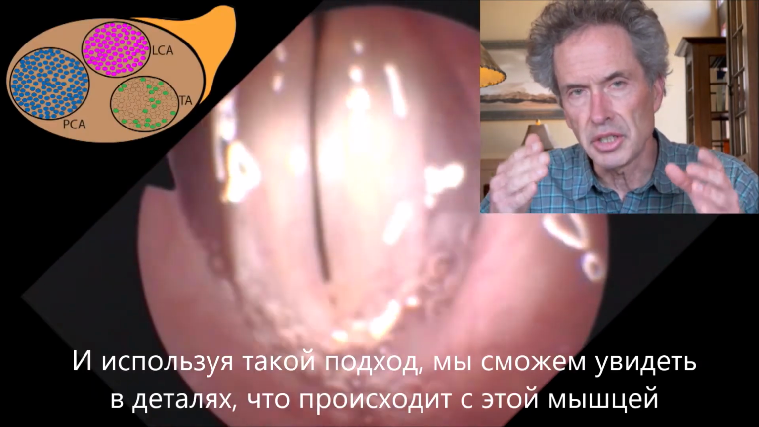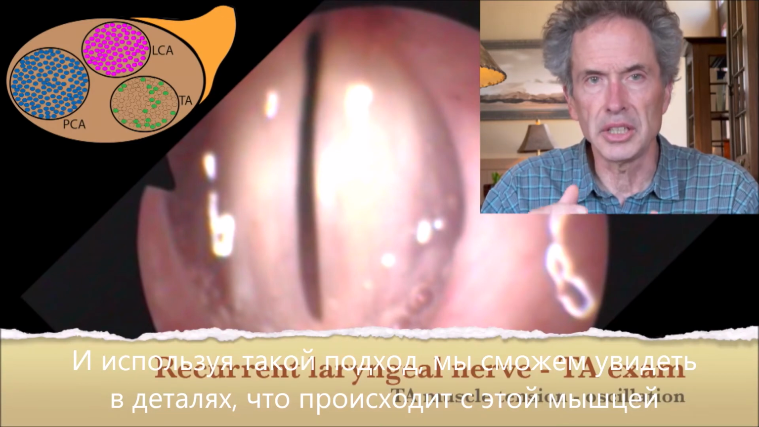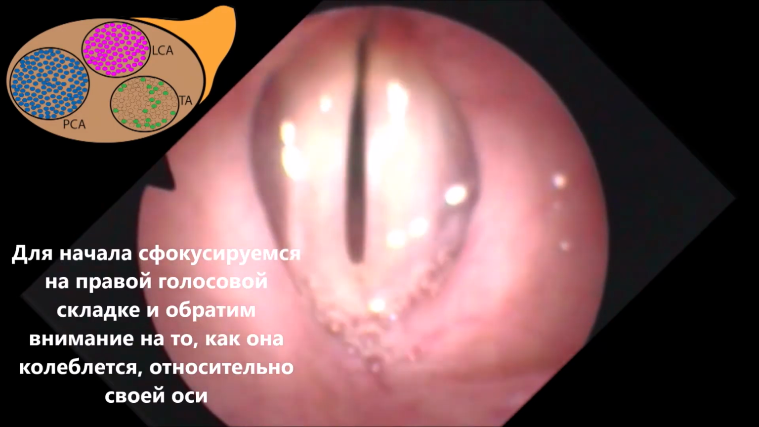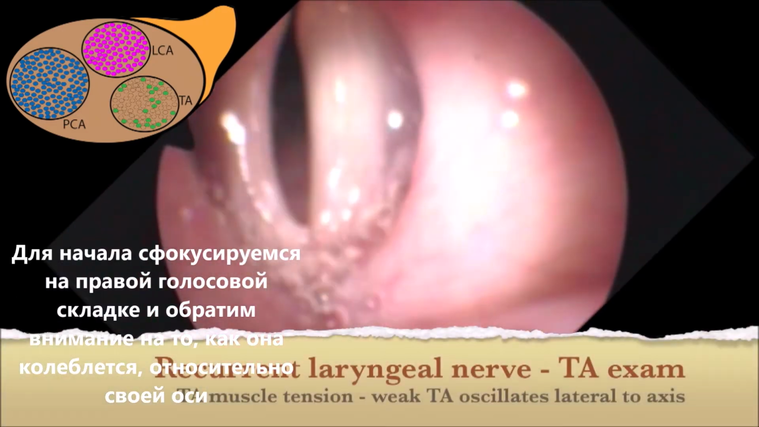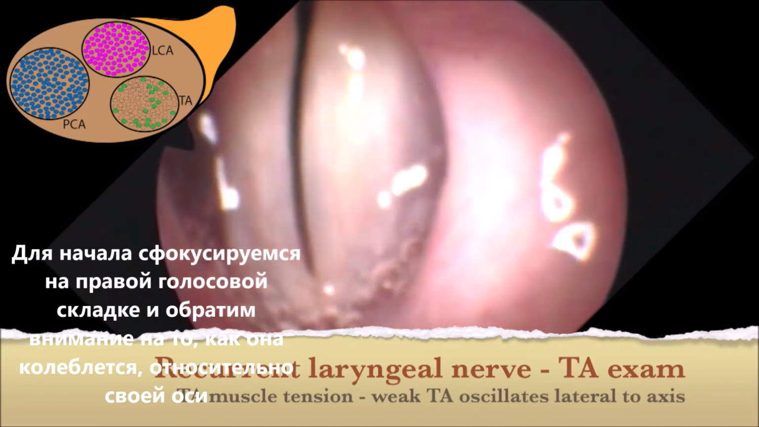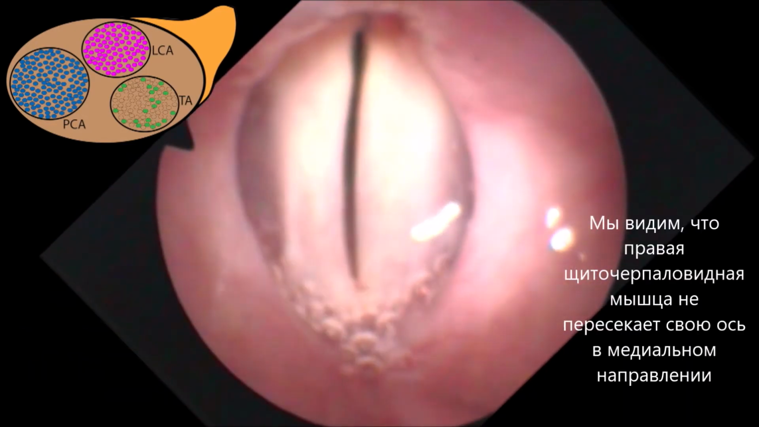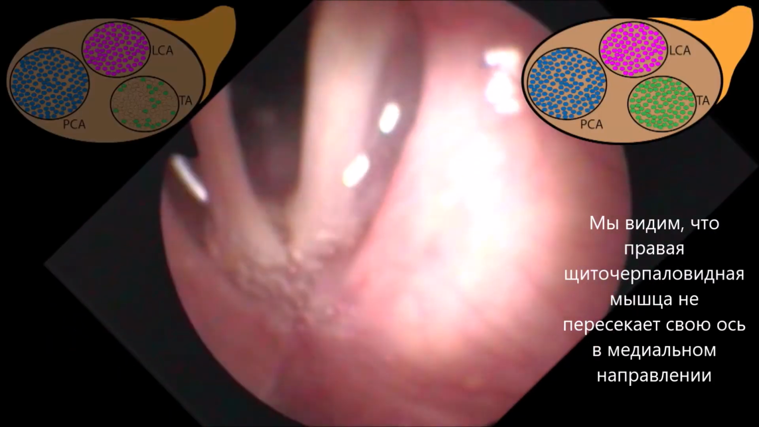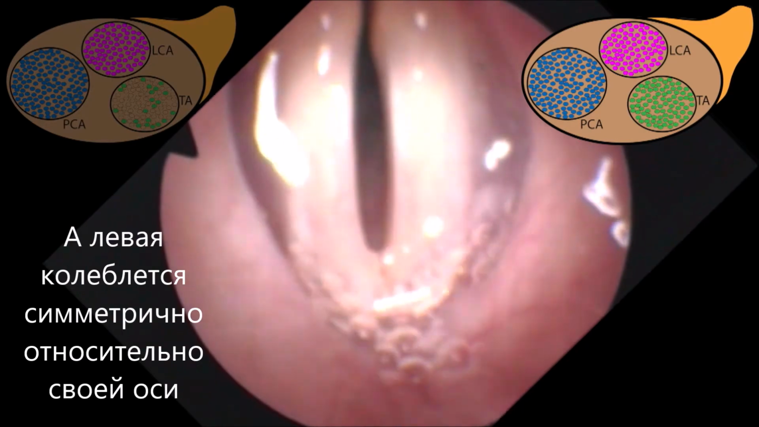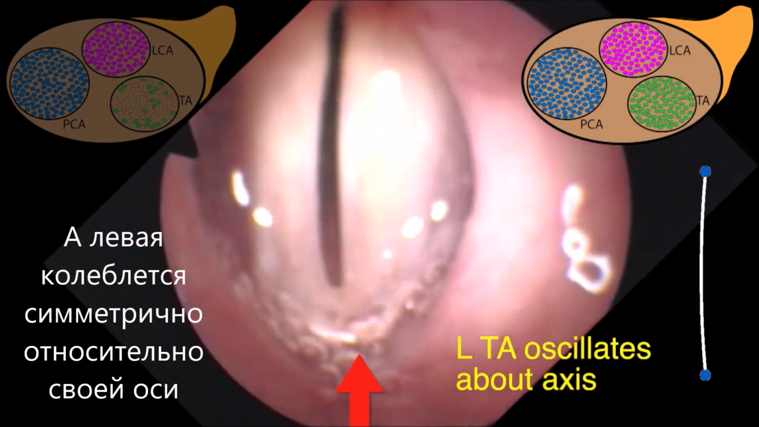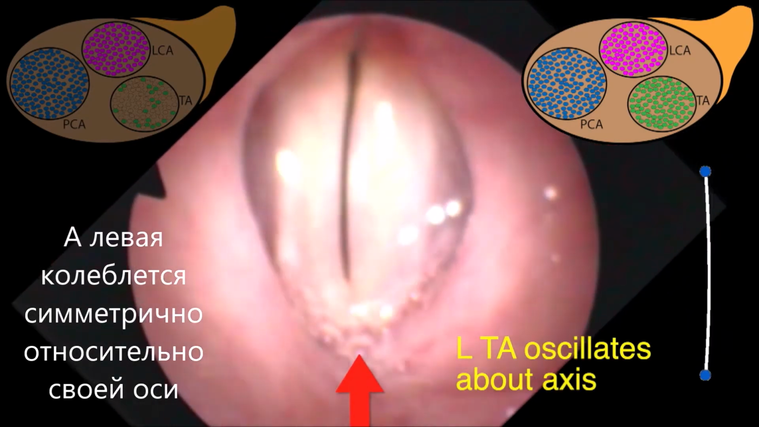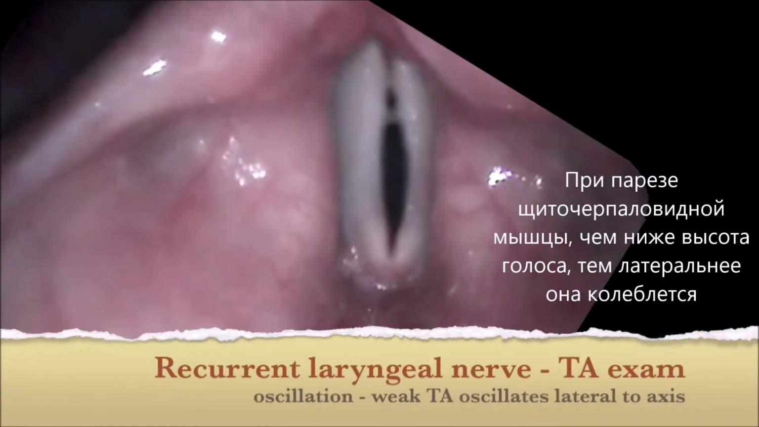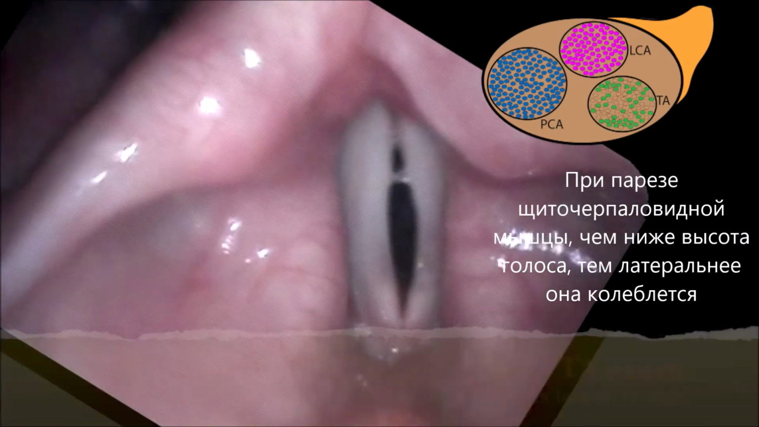And by using that focus, we're going to be able to see in the details what's going on with this muscle. Let's first focus our attention on the right vocal cord and watch how it oscillates relative to its axis. While the right thyroarytenoid muscle never crosses its axis, if we look at the left thyroarytenoid muscle, we see that it oscillates fairly symmetrically about its axis. And with a weak thyroarytenoid muscle, the lower the pitch, the further laterally it will oscillate.